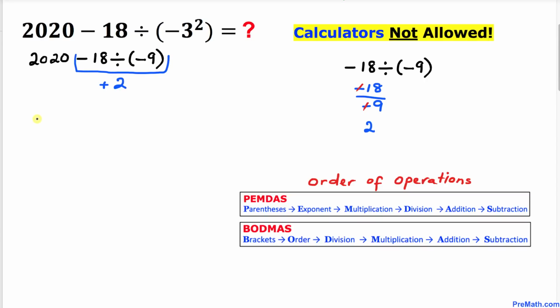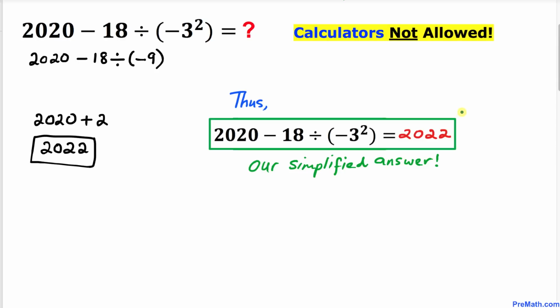So therefore we can write this one, 2020, and this thing just simply positive 2. If we add these, that's going to give us 2022, and that's our simplified answer. So thus our simplified answer turns out to be 2022.